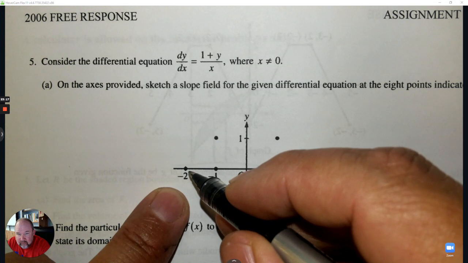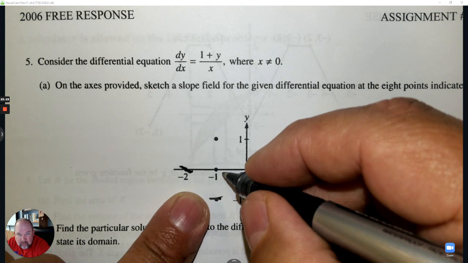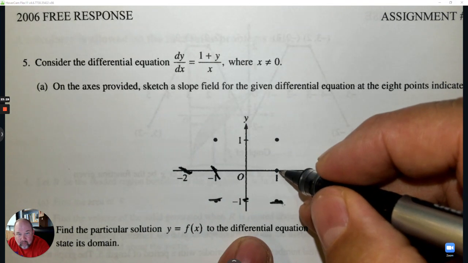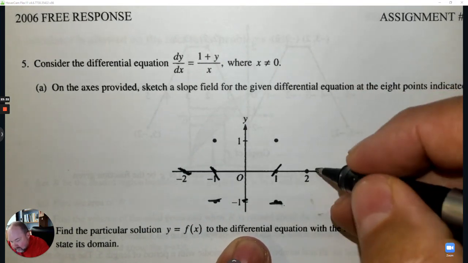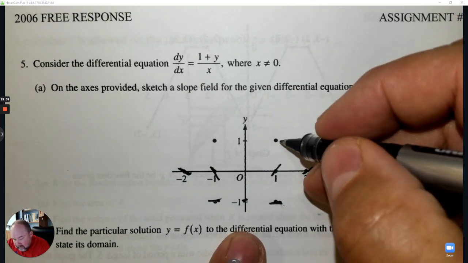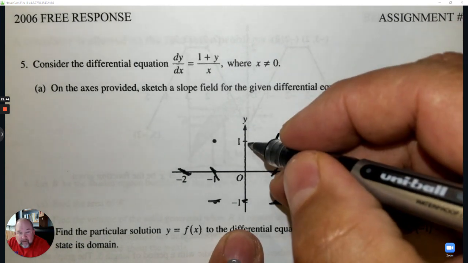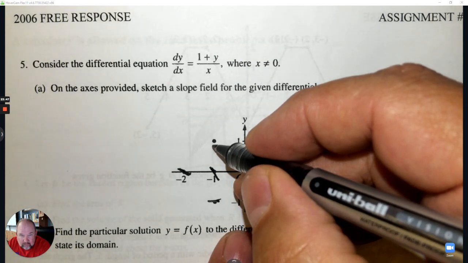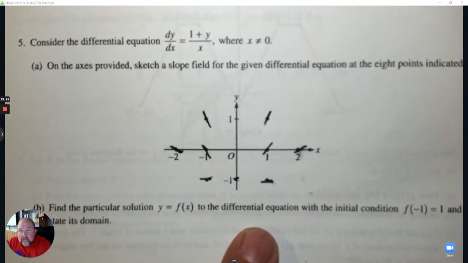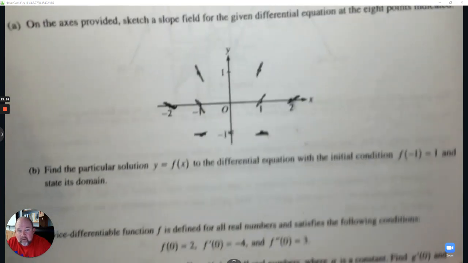Here at -2 and 0, that's -0.5. Here at -1 and 0, that's -1. That's empty. At +1 and 0, that's 1. At 2 and 0, that's 1/2. All right, a couple more here. 1, 1 gives me 2. That's empty. -1, 1 gives me -2. All right, so you've drawn that. So I did the slope field.